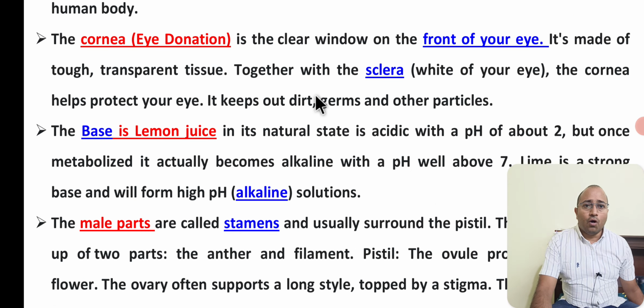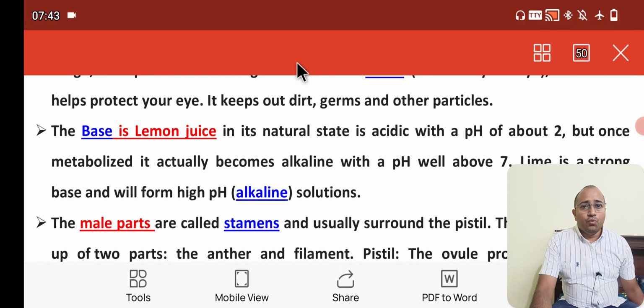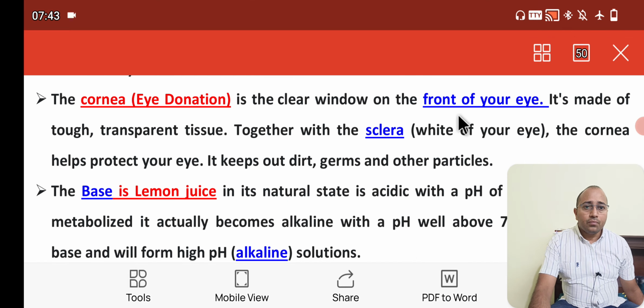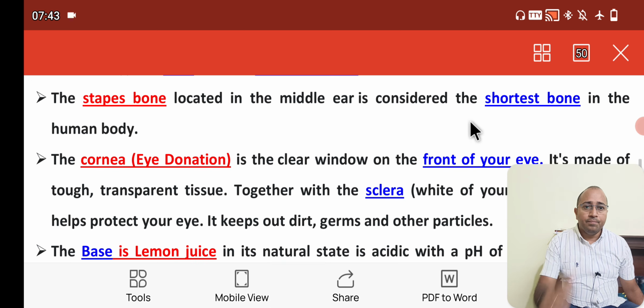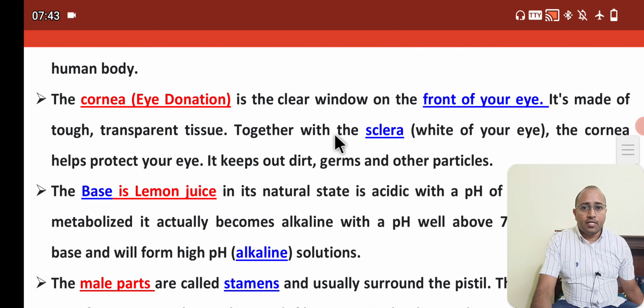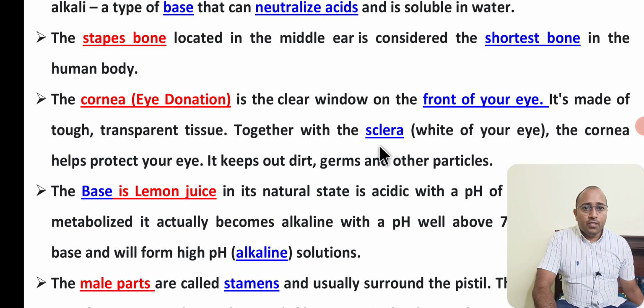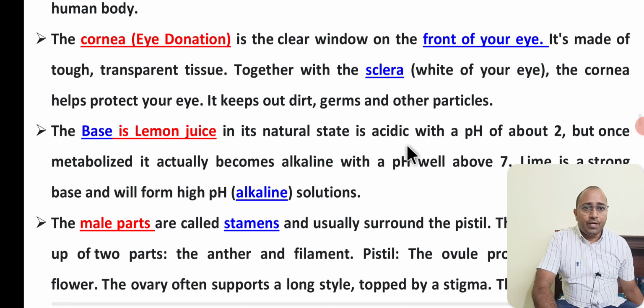In the case of the cornea, normally we use it in eye donation, guys. It's the front part of the eye, made of tough transparent tissue, together with the sclera, which is the white of your eye. The cornea helps to protect your eye. It keeps out dirt, germs and other particles, which is very important. If anybody dies, the eye to be donated is the cornea only.